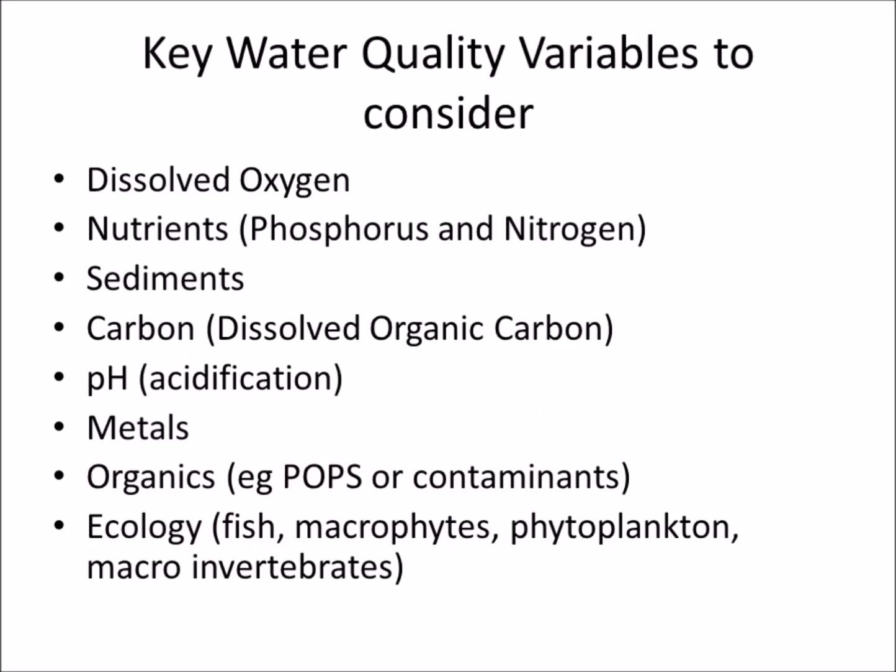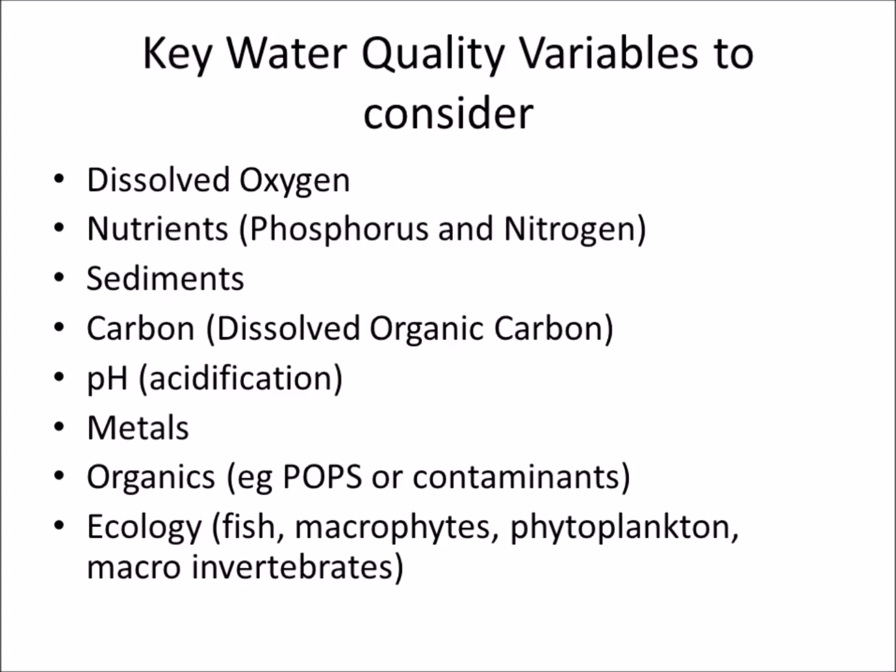Water quality variables are many and varied. Water companies and the Environment Agency are concerned about a whole range of different variables. I'm going to talk a little bit about some of them, but obviously not everything: dissolved oxygen, nutrients, phosphorus and nitrogen, sediments, carbon, pH and acidification is an issue, and then of course there are issues of metals and organics.